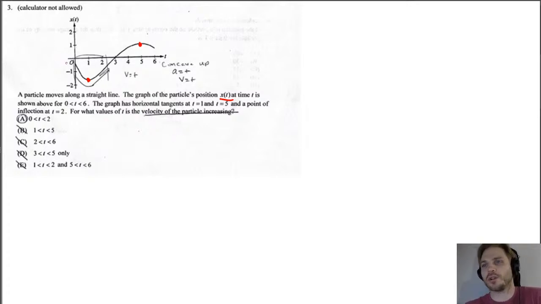Okay, cool. So let's think about this. This is the position function. The derivative of the position function gives us the velocity function.